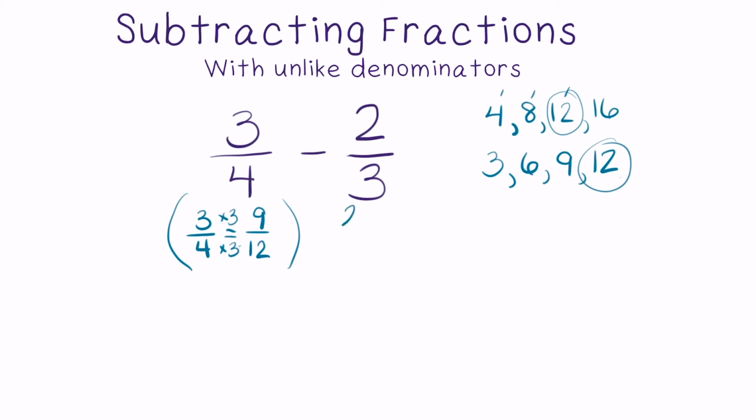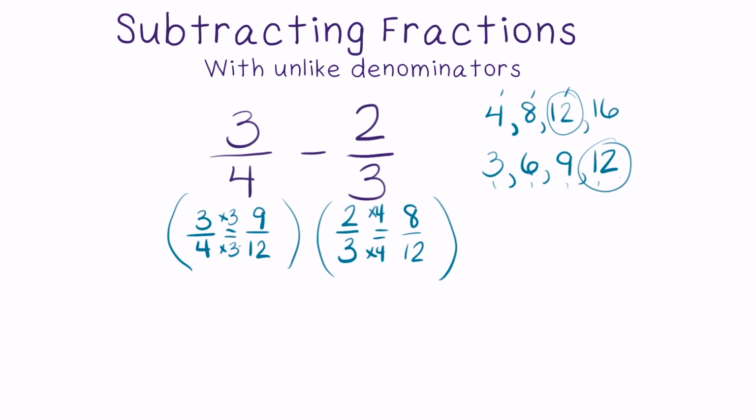Let's do the same thing with 2/3, as represented in twelfths. What do we need to do to our denominator of 3 in order to convert it to 12? Well, 3 times 1, 2, 3, 4 equals 12. 3 times 4 equals 12. And remember, you always have to do the same thing to the numerator as you did to the denominator. So we're also going to multiply the numerator of 2 times 4, and that gives us 8. So now we know the equivalent fraction of 2/3 as represented in twelfths is 8/12.